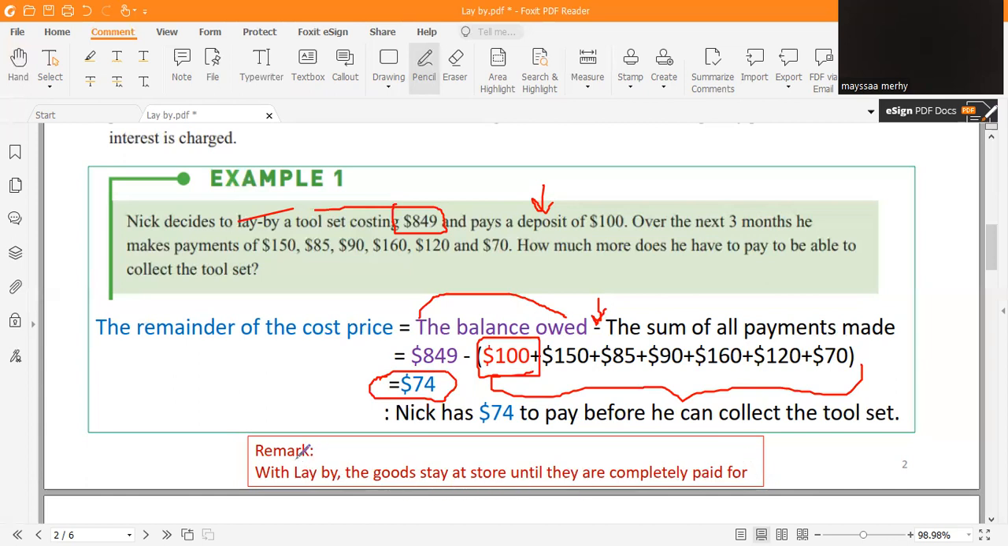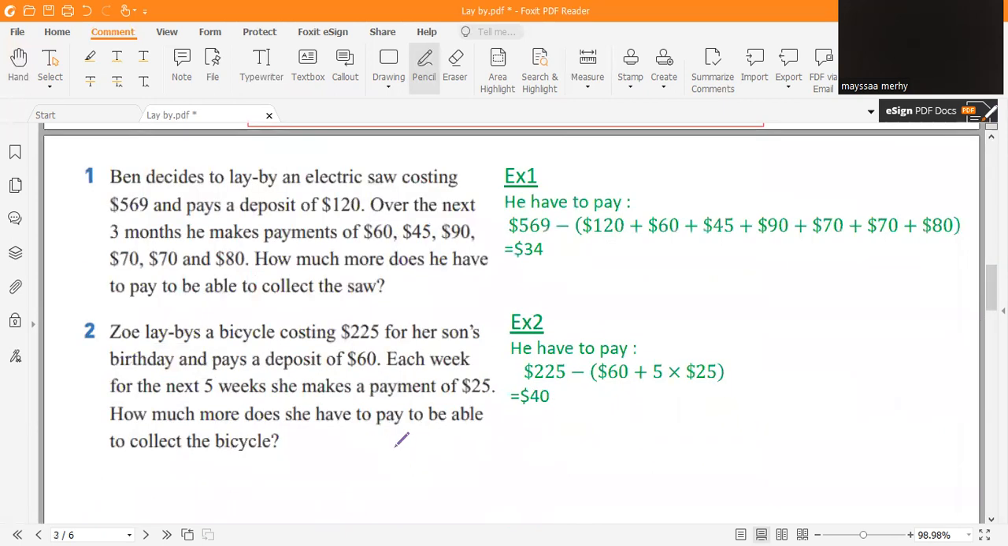You should know that the lay-by agreement requires that the goods stay at the store until they are completely paid for. In the following exercise, Ben decided to lay by an electric saw costing $569 and pays a deposit of $120, paid to put aside the electric saw. Over the next 3 months, he makes different payments: 60, 45, 90, 70, 70, and 80. How much more does he have to pay?